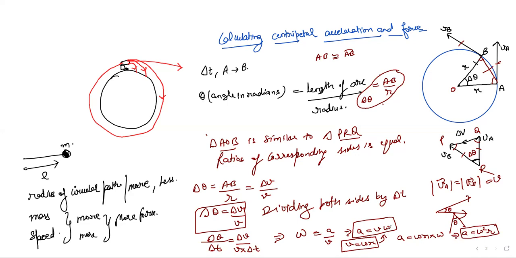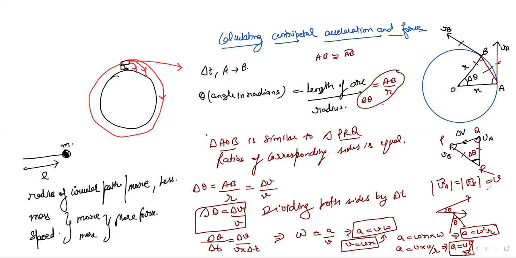And if we substitute omega is equal to V upon R in this equation, then we will have A is equal to V into V upon R. We will have A is equal to V square divided by R. So these are the two relations for centripetal acceleration. Is it fine?